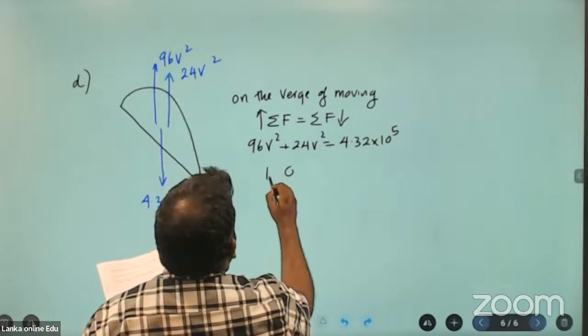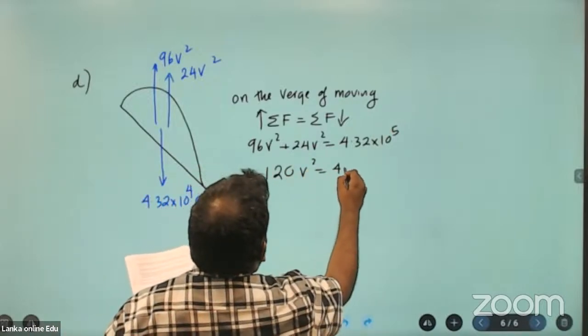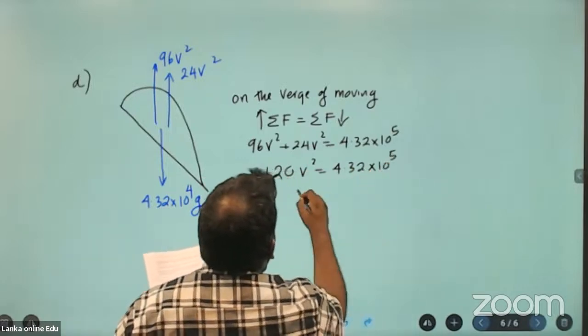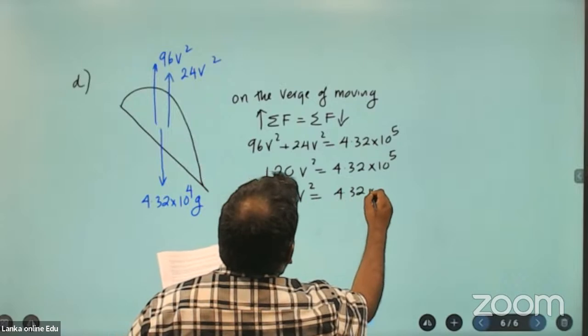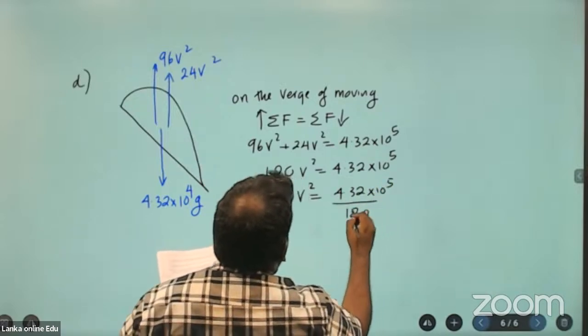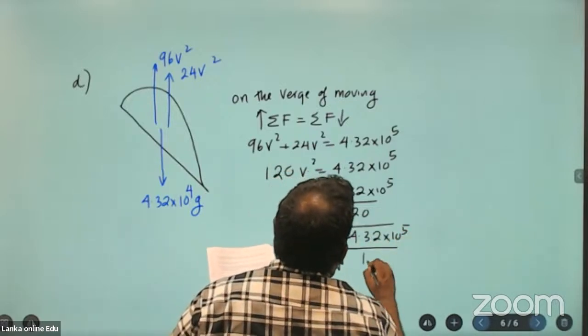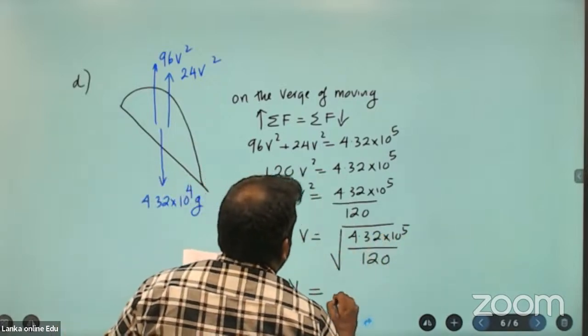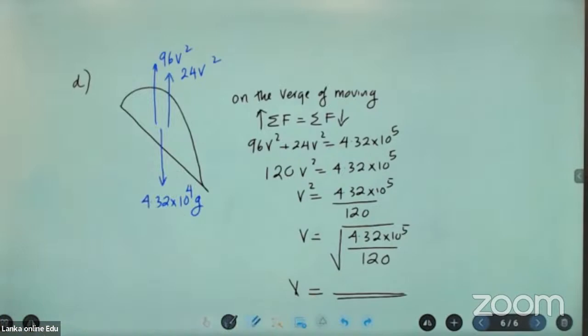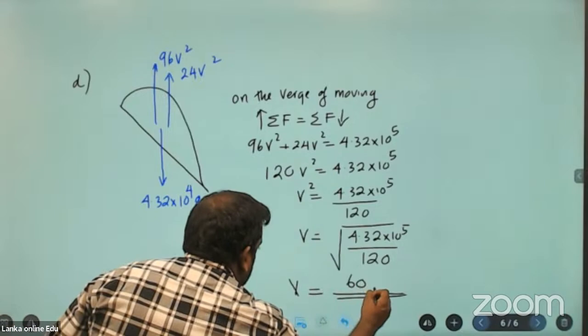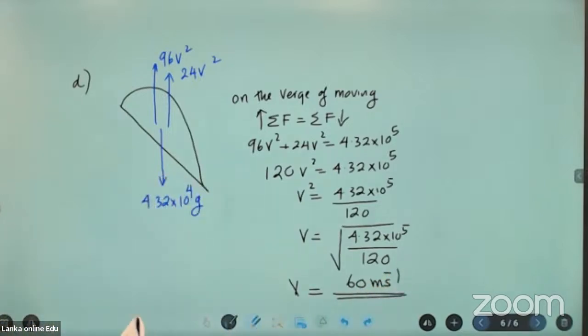Simplify it: 120 V squared equals 4.32 × 10 to the power 5. V squared is equal to 4.32 × 10 to the power 5 divided by 120. V is equal to the square root of that. From there you can get the answer. It's just perfectly simple work. The answer is 60 meters per second.